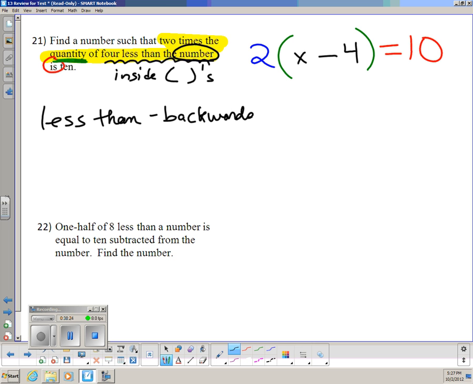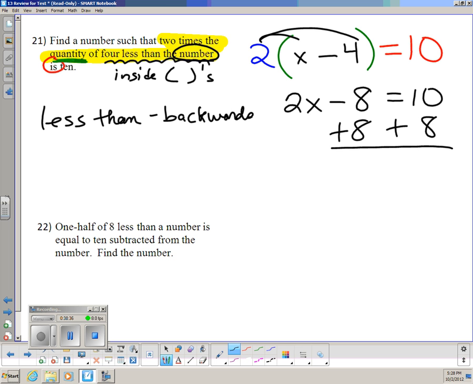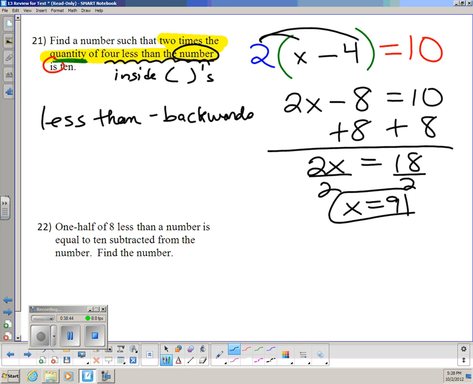Now we can solve this equation. I have parentheses, I'm distributing. So we get 2x minus 8 equals 10. Add 8 to both sides. I have 2x equals 18, divided by 2, and x is 9.